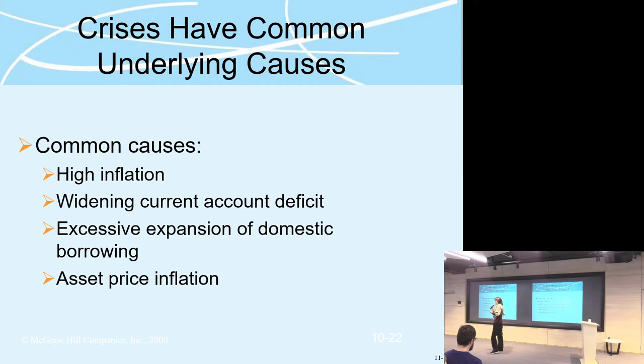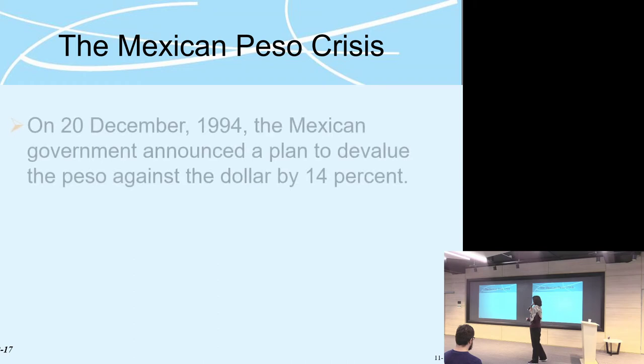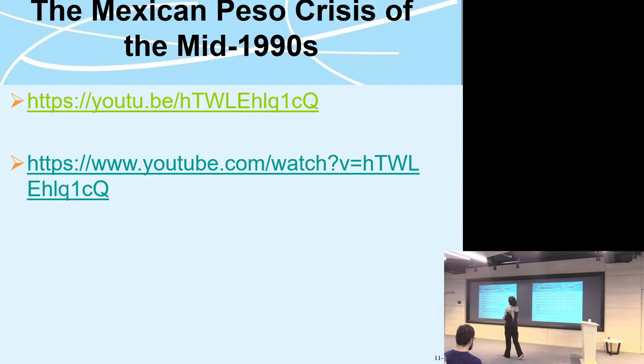I want to say something interesting: the United States did provide this assistance, but believe it or not, Mexico repaid that loan much faster than it was due. So they really did their share of the bargain.